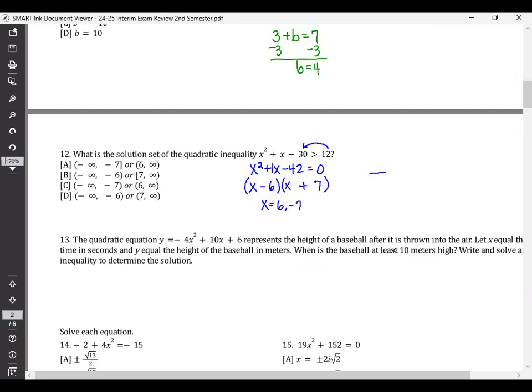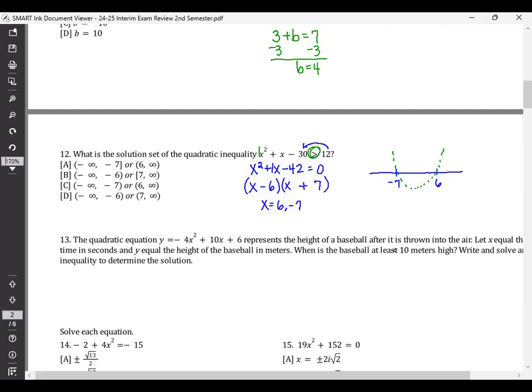Now, if you know me, you know I don't like to go to Desmos for everything. I like to just go ahead and sketch those right here. And then know that if it's a quadratic, it's going to be a parabola-shaped graph crossing through negative 7 and 6. Because it's a positive in the front, I know my parabola opens up.